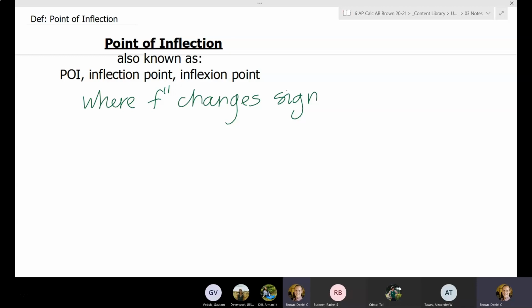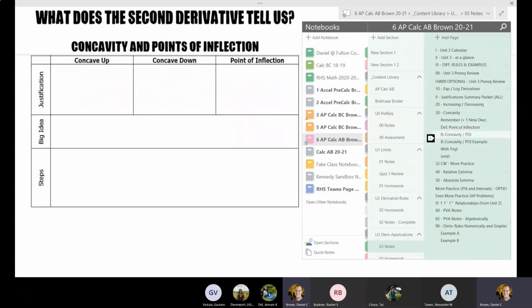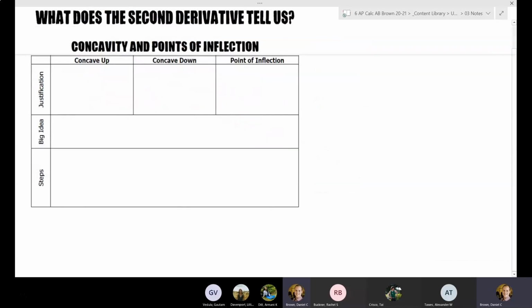Find the key points of it and then make a sign chart and use that to justify our answers. So yesterday I kind of gave you the steps and the big idea. I'm going to do the same thing for this one. The second derivative again can tell us certain things. So we want to talk about the big idea, how we justify our answers, and then the steps that we're going to be looking for.